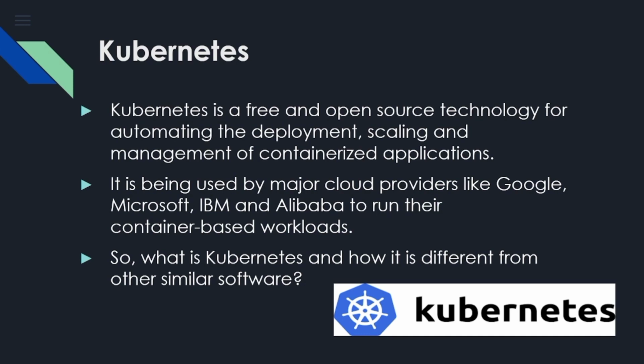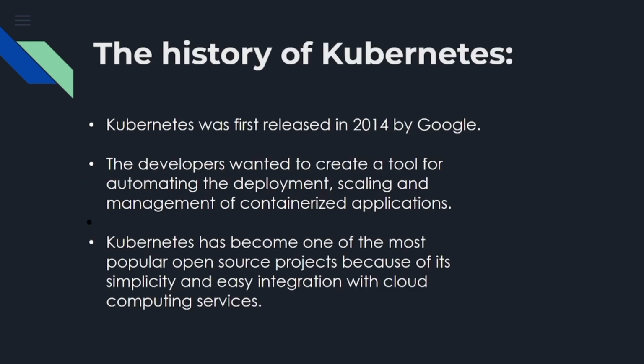Kubernetes is a free and open source technology for automating the deployment, scaling, and management of containerized applications. It is being used by major cloud providers like Google, Microsoft, IBM, and Alibaba to run their container based workloads. So, what is Kubernetes and how is it different from other similar software?